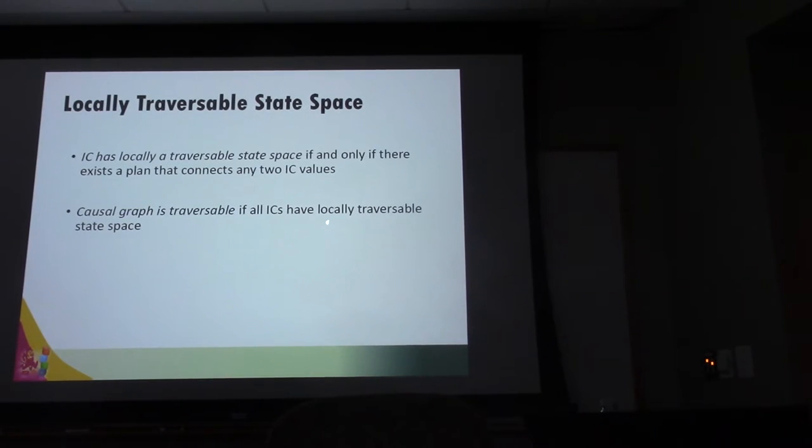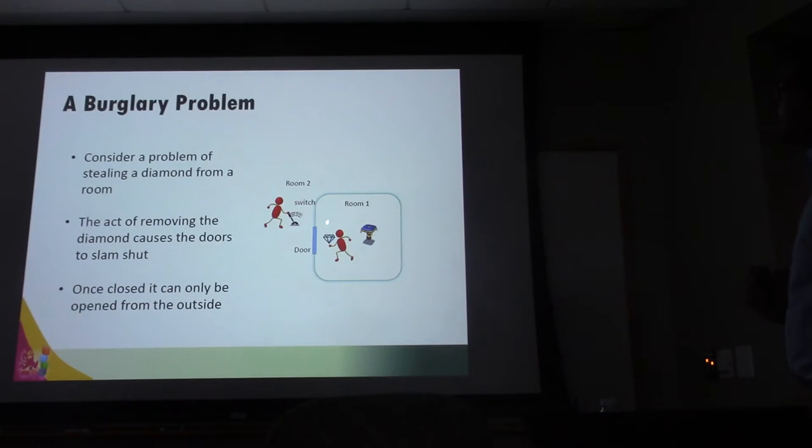So, one question one might ask is, given that we have a causal graph that is completely traversable, does that mean we don't need multiple agents? Unfortunately, that's not the case. Now let's go back to the problem of the burglary.